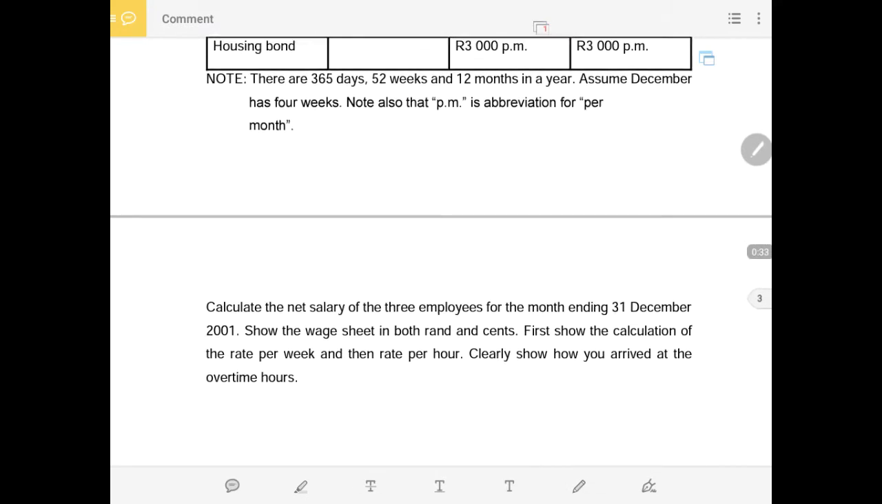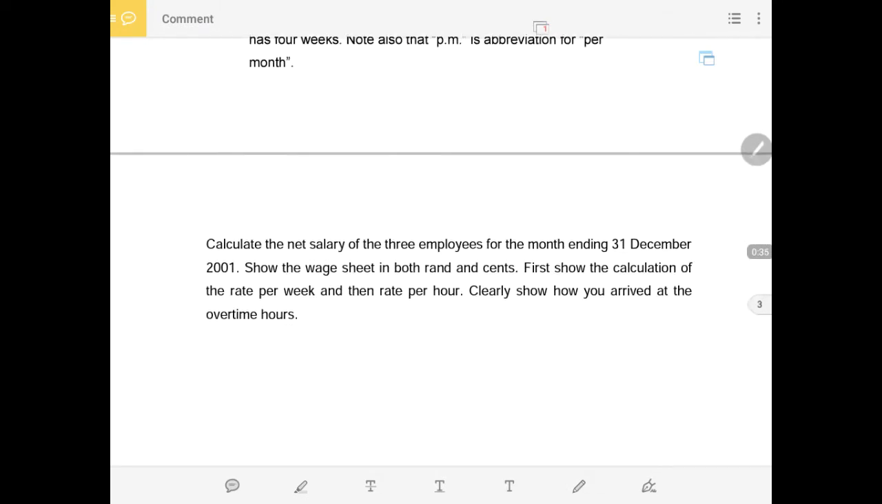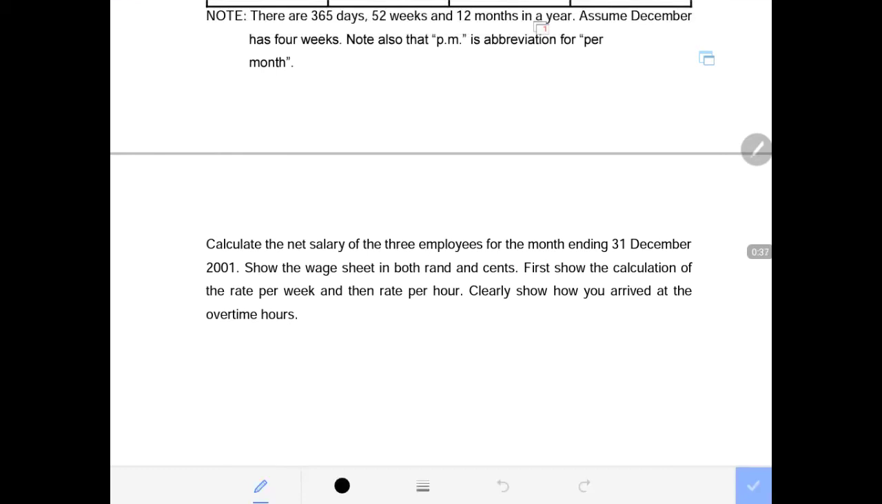We are provided with quite a lot of information, with the table also available. We are required to calculate the net salary of the 3 employees for the month. So that means the net salary, or salary payable, is for the month of December, the month of the bonus, in the year 2001.